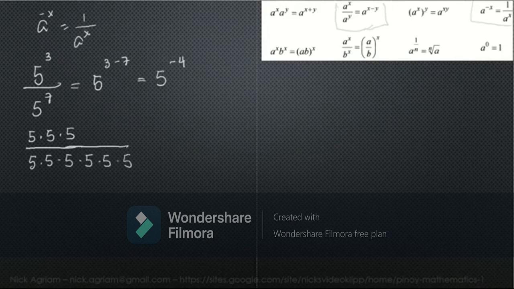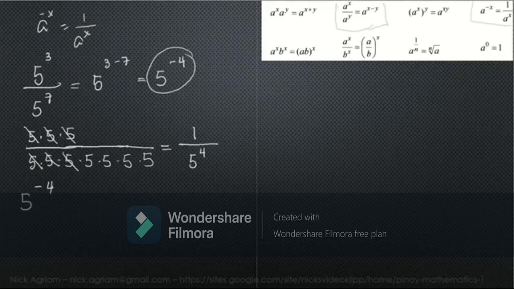We will do this. Maybe it's boring, but you will understand later. 1, 1, 1. And then the numerator now is 1, and the denominator is 5 raised to 4. That means 5 raised to negative 4 is equal to 1 divided by 5 raised to positive 4. Remember now, when we have a negative exponent, we flip that expression, and then we have 1 as numerator, and the denominator will be the same expression with a positive exponent.